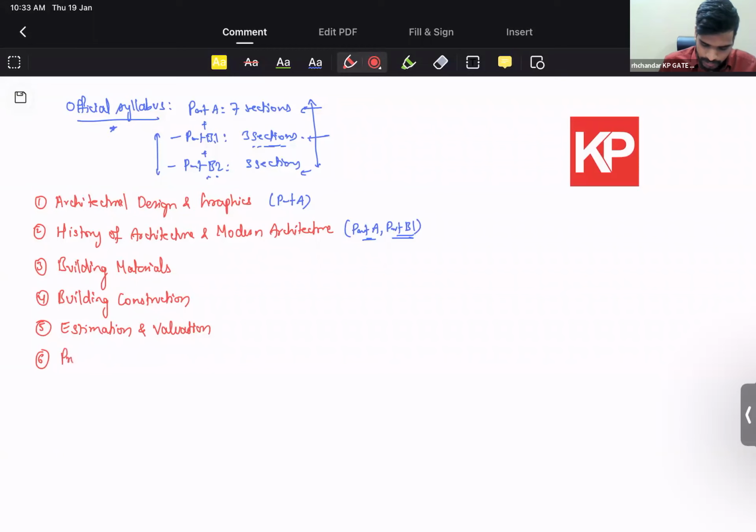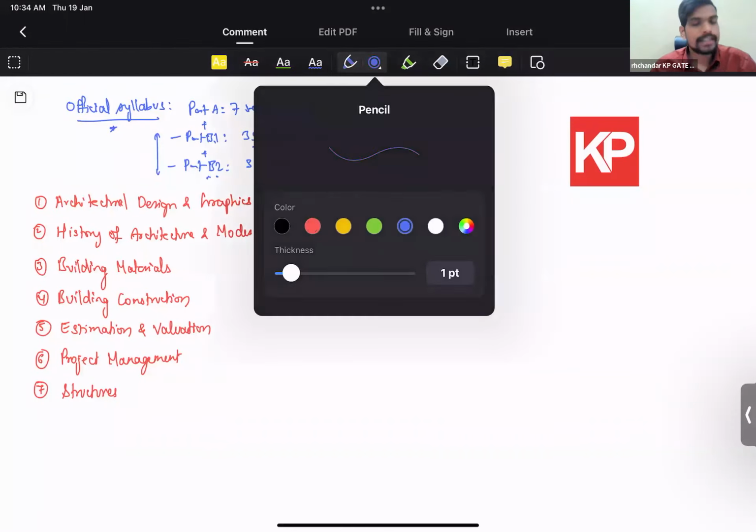Then you have project management and professional practice, which mainly focuses on critical path method, PERT, network analysis, and also the basics of contracts and the professional practice part. This also is in the common part as per the official syllabus, number 6. Then you have number 7, building structures. The theoretical part of structures is under the common part, and some part is under B1. As I told you, the complete list of which subject falls under which part will be shared with you along with this video. You will get the list of subjects once you're enrolled into classes.